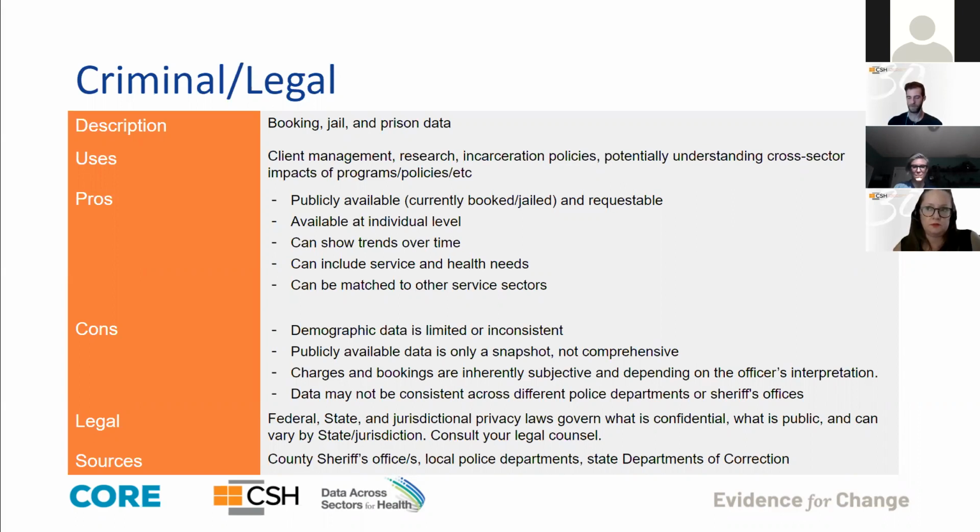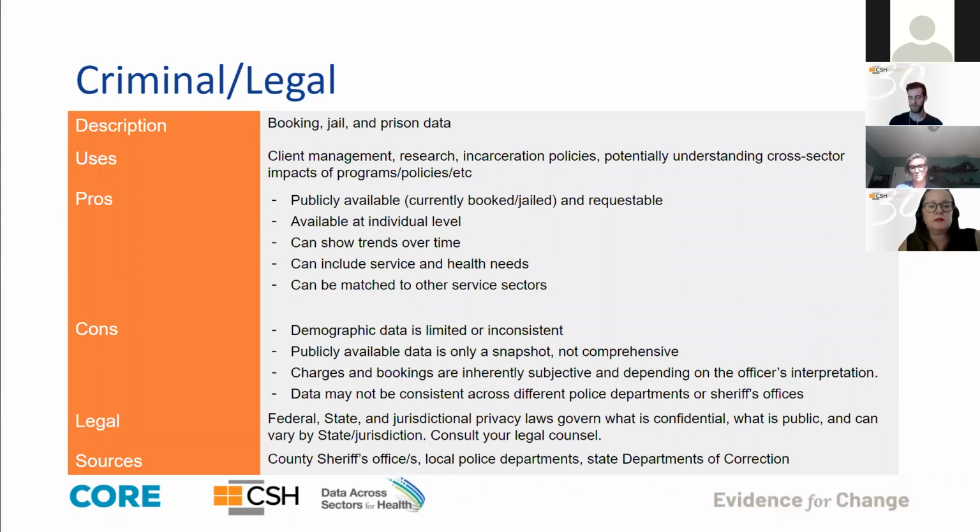Particularly, it's often used to look at return. People are incarcerated, and then how long until they come back? Why are they coming back? Those kinds of things. It can include service and help needs. Usually, particularly on the health side, that's a different data set and a different database within the context of the jail, or it could be a contracted provider. So it may include indicators for service needs, like somebody who has psychiatric needs, for example. It's fairly easy to match to other service sectors. Demographic data is limited or inconsistent. It's just not something that is well or consistently collected.